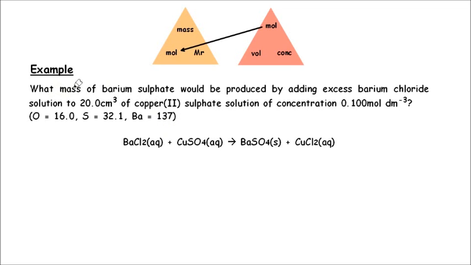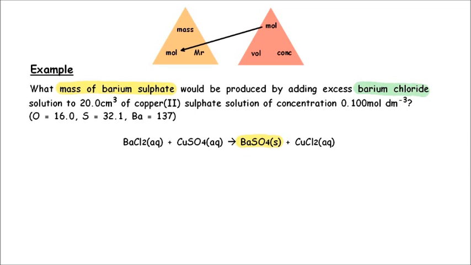It says, what mass of barium sulfate, that's going to be quite important to us, what mass of barium sulfate would be produced by adding excess barium chloride, and there's our barium chloride, to 20 centimeters cubed of copper 2 sulfate solution of concentration 0.1 moles per decimeter cubed.